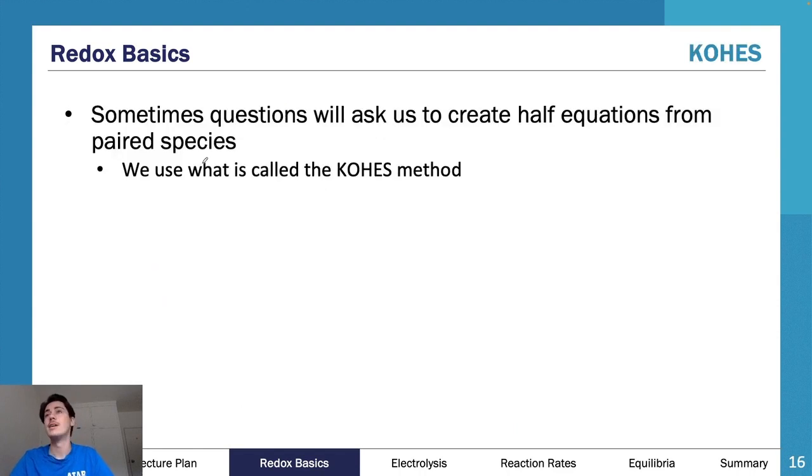So now we understand that. The next sort of basic step is formulating half equations. You should have sort of been through this in Unit 1, 2, but we're going to go through it again. Sometimes you'll be asked to create half equations. And when you are asked to create a half equation and it's not in your electrochemical series, which will be on your data booklet, which at the time of recording this, you still don't have your new data booklet.